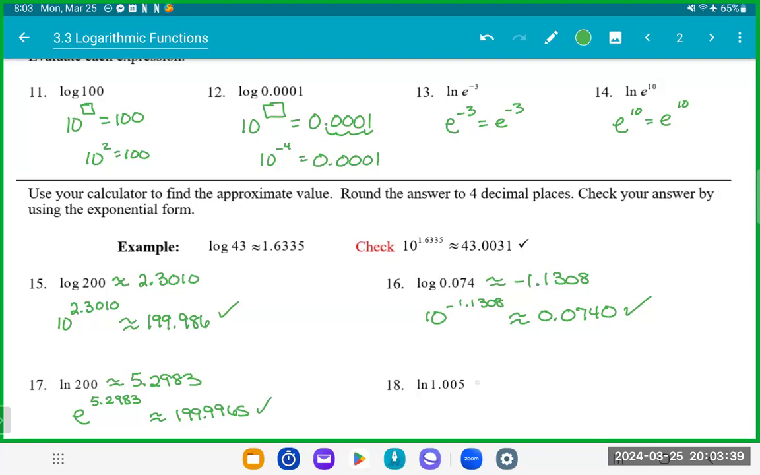Okay, the last example on this one is you plug in ln of 1.005, you get 0.0050. So e to the 0.005 is approximately 1.005, and that checks out as well. Okay, question.